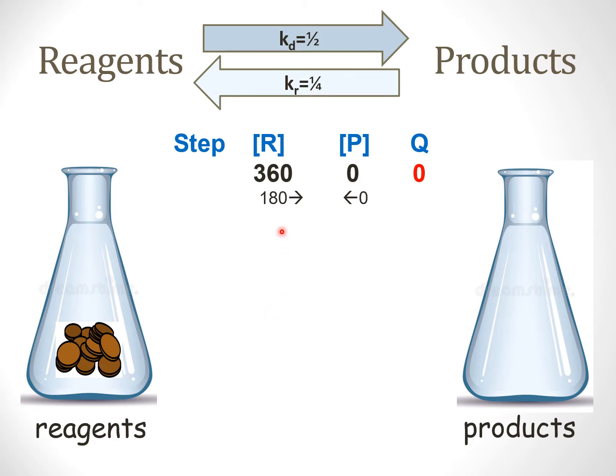So for the first step, we're going to take half of the coins in the reagents, so 180, move them to the right, and then 1/4 of 0 is 0, so we're moving nothing to the other side. So the net movement is 180 coins moving to the right. After our first step, we have 180 coins left on the reagent side, and now we have 180 coins on the product side, so we have the same amount of coins, so the quotient now is 1.